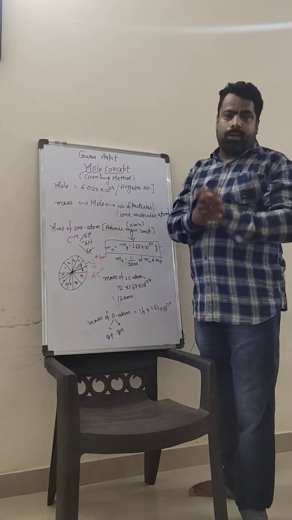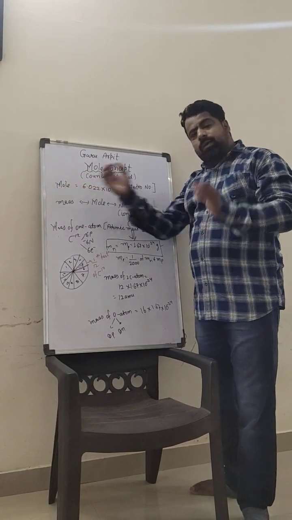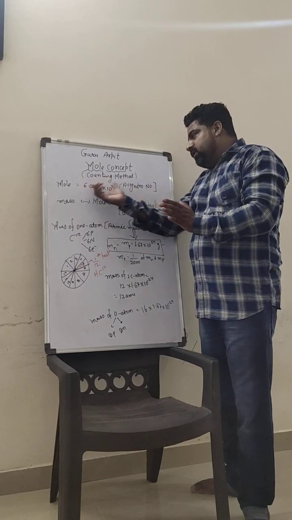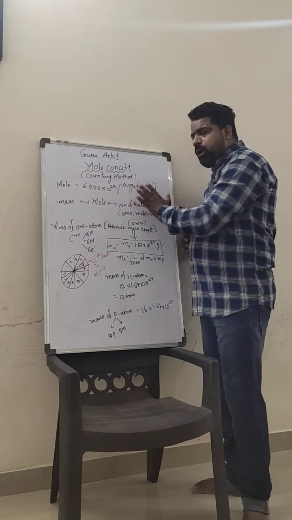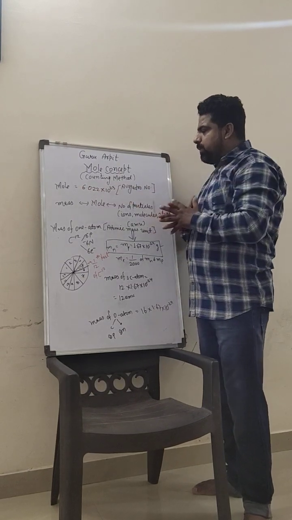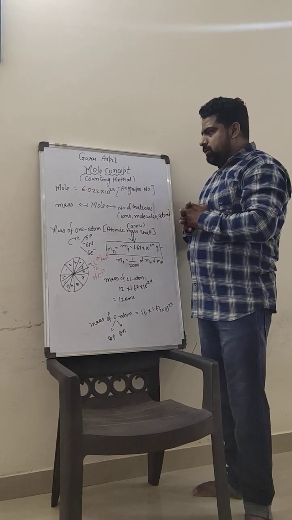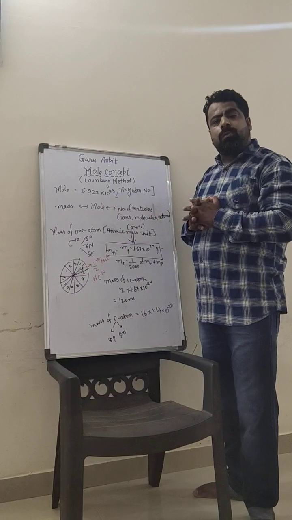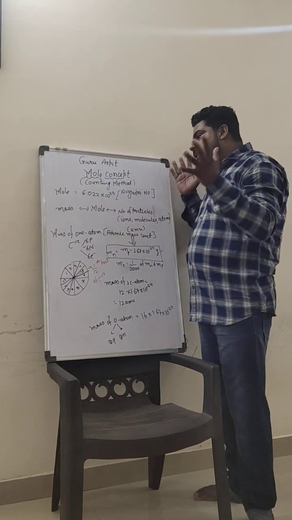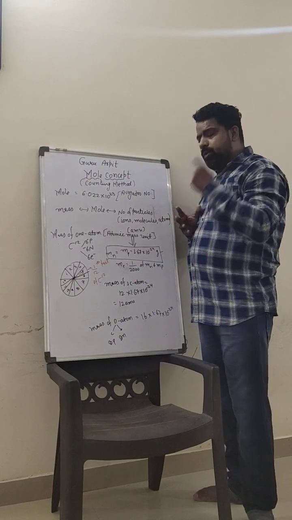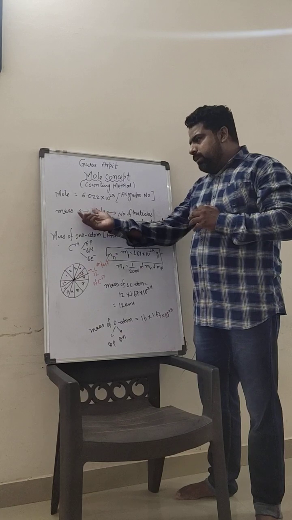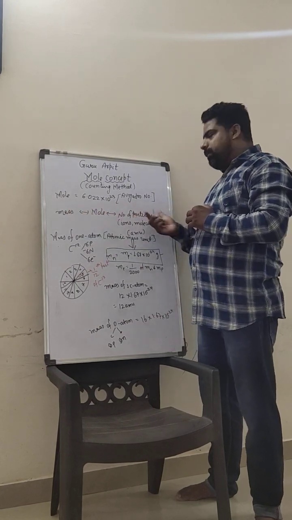So the mole is a number. Mole represents a number which is given by Avogadro, and it is 6.022 into 10 to the power 23. So in one mole there are so many particles, or we can say so many molecules. So mole is a connecting link between the mass and the number of particles.